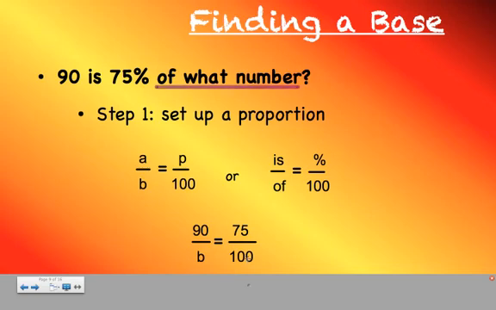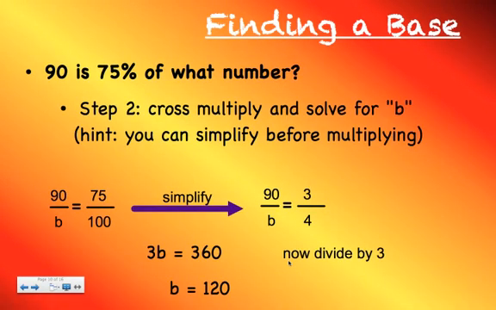Step 2, we cross multiply. Again, great spot here. If you can simplify, go ahead and simplify. It'll make some of your multiplication and division a little bit easier. And we can reduce 75 over 100 to 3/4. And so now I do cross multiplication. I get 3 times B is 3B. 90 times 4 is 360. I then divide by 3, and I find that B is equal to 120.